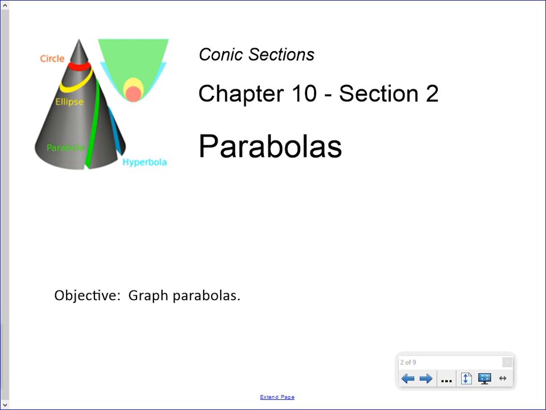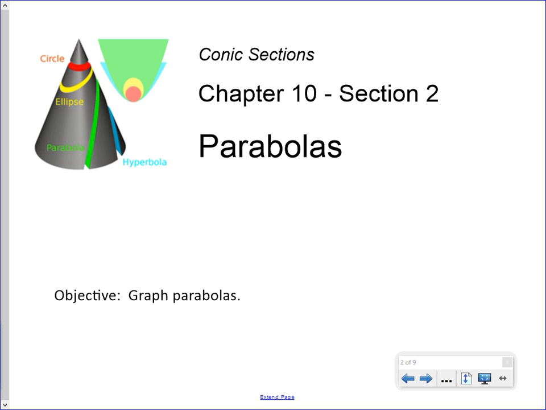We're going to be taking a look at parabolas from a different perspective. And notice that chapter 10, section 2 above is called conic sections. So we're looking at parabolas, ellipses, hyperbolas, and really circles as well as a subset of the conic sections. So then the big question is, what the heck do you mean by conic section?